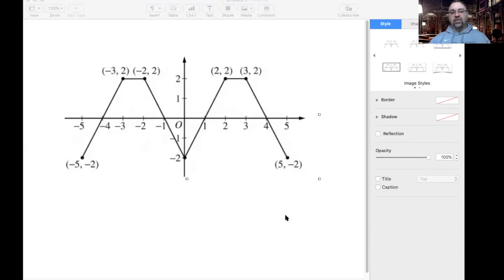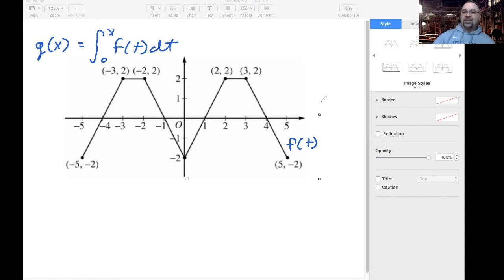So now I'm going to say, okay, this is f of t. And I'm going to define g of x to be the integral from 0 to x of f of t dt. Actually, in the slide of the warm-up for week 14, I said, okay, this is f prime of x. We know f of 0 is 0. Now let's make a sketch of the graph as best we can.